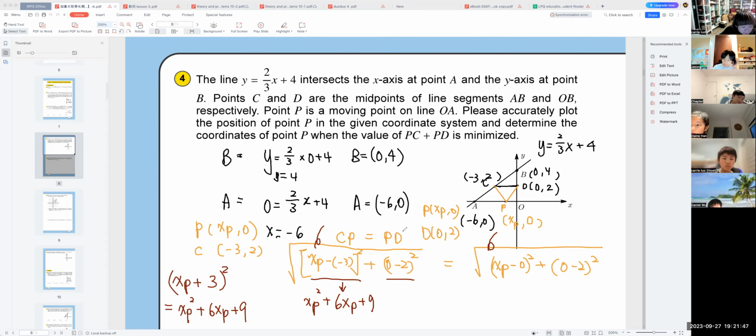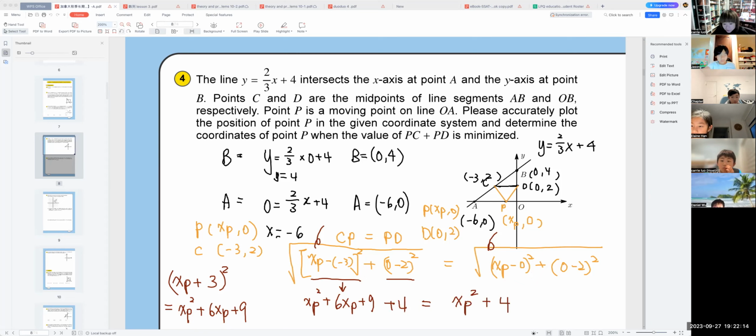2 times 2 equals what? 4. Yeah. So plus 4. Get it? Okay. So Elaine, can you tell me xp minus 0 squared equals what? xp minus 0 squared is xp squared. Very good. And 0 minus 2 squared equals what? 4.